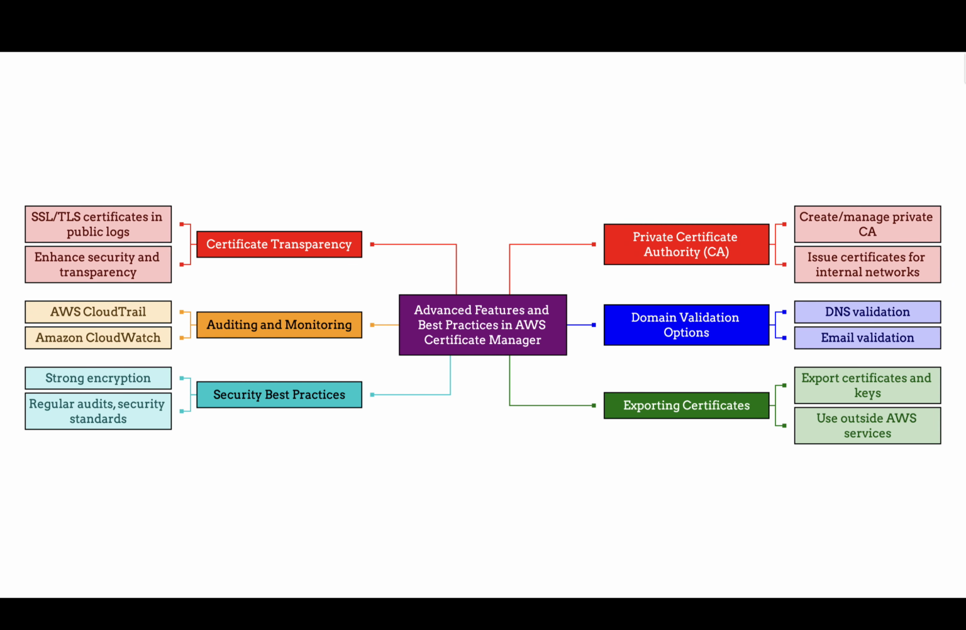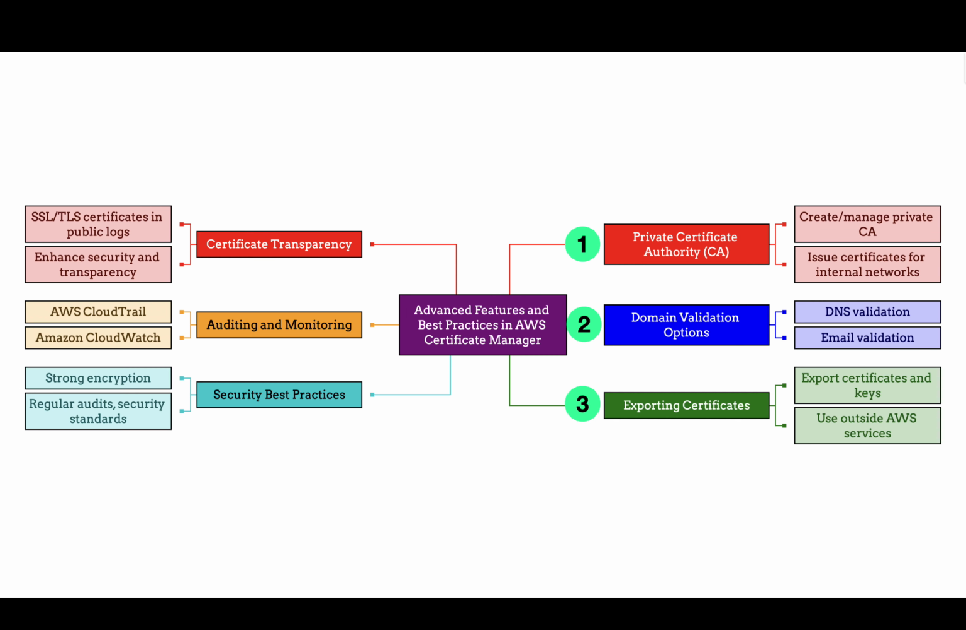Advanced features and best practices in AWS Certificate Manager. 1. Private Certificate Authority, CA. AWS Certificate Manager Private Certificate Authority allows you to create and manage your own private CA to issue certificates for internal networks. 2. Domain validation options. Understanding different validation methods for domain ownership like DNS validation and email validation.